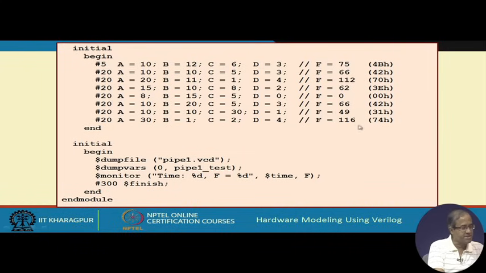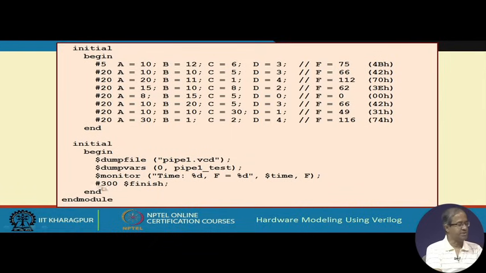These are the values in decimal, and side by side I am also showing the hexadecimal values, because in the timing diagram that will be generated by GTKWave, the values will be shown in hexadecimal. Now, in this initial block we are specifying the dump files and dump variables, and we will be monitoring the time and the values of f. So, time and f will be printed.